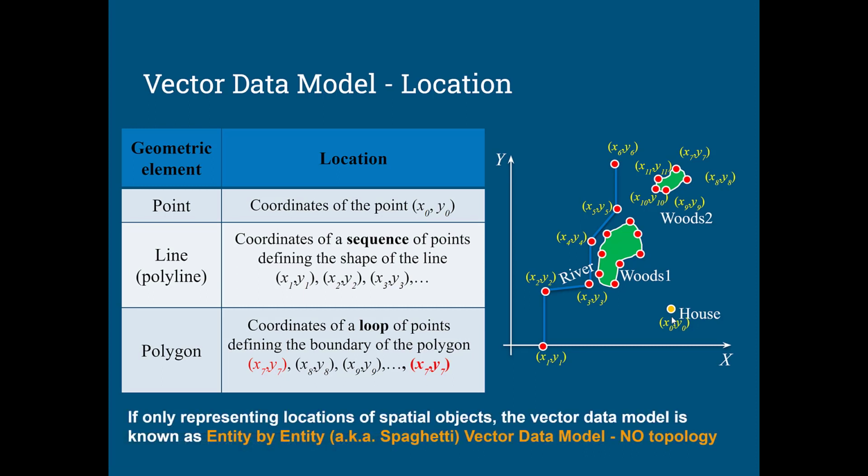One thing to keep in mind: if we just record location in this way, there's no spatial relationship recorded in this specific vector data model, right? So this type of vector data model, we call the entity by entity vector data model. No topology, and it's kind of messy, so we call that the spaghetti vector data model. Just FYI, no spatial topology here.